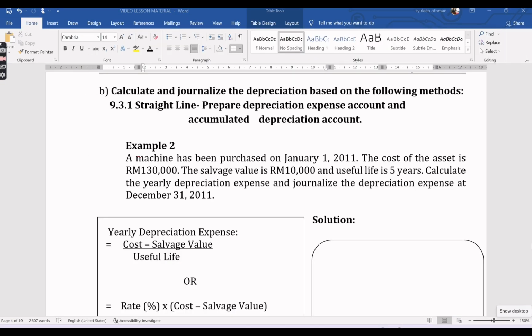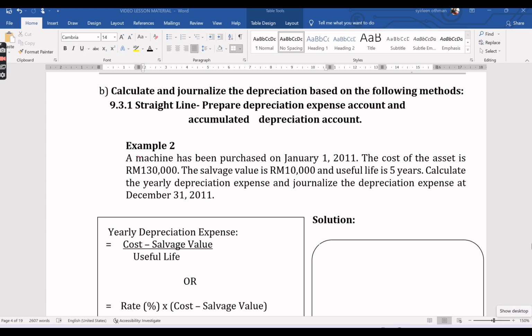Now we are going to calculate and generalize the depreciation based on the following methods. The first method that I'm going to show you is the straight line method. We are supposed to prepare the depreciation expense account and also the accumulated depreciation account. So how do we do the calculations for straight line?